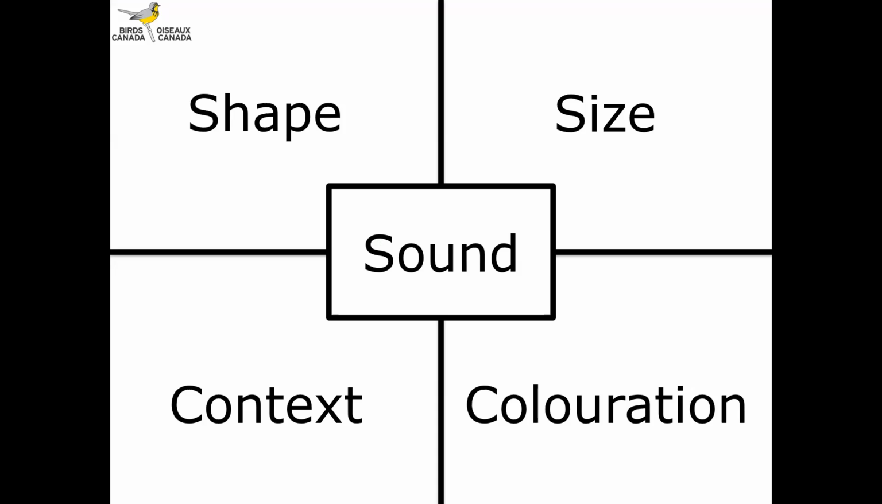Okay, so the basics of bird ID. There's kind of 5 things that really help you figure out what it is that you're looking at when you're looking at a new bird or any bird. That's shape, size, context, coloration, and of course, sound.